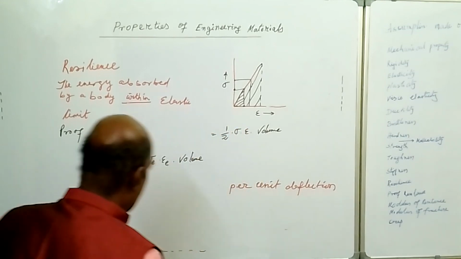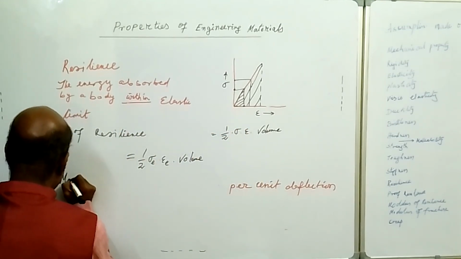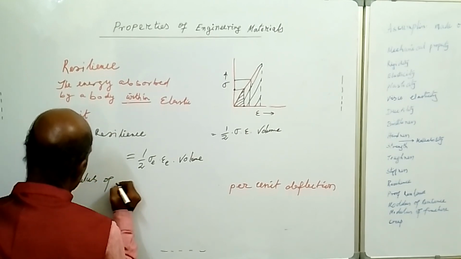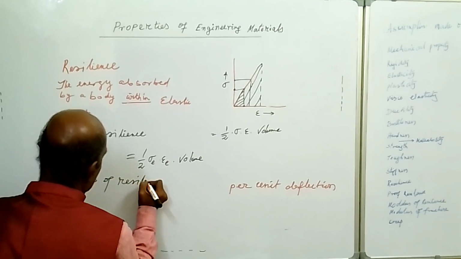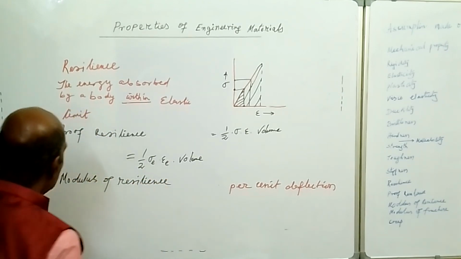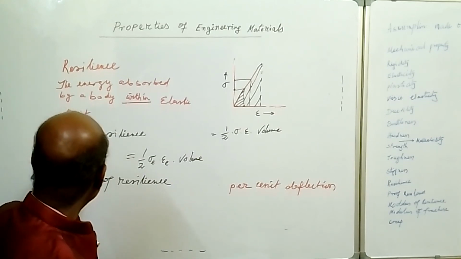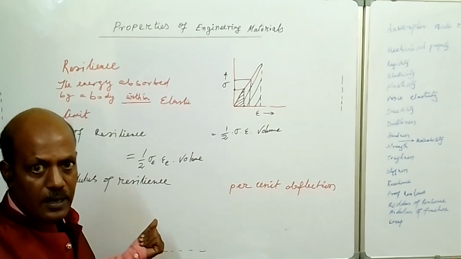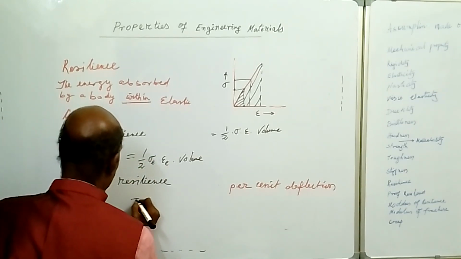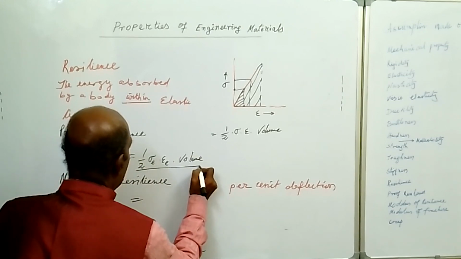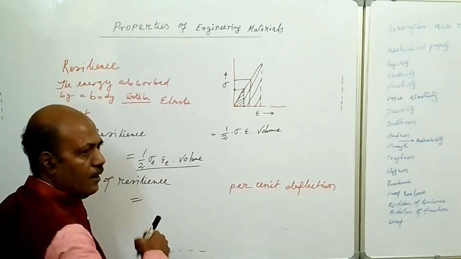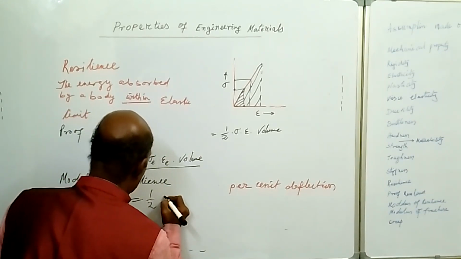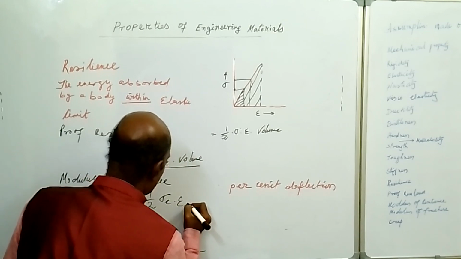And the next one is the modulus of resilience. The proof resilience per unit volume is called the modulus of resilience. If we divide the proof resilience by the volume of the body, it will give you the modulus of resilience, which is given by half into sigma E into epsilon E.